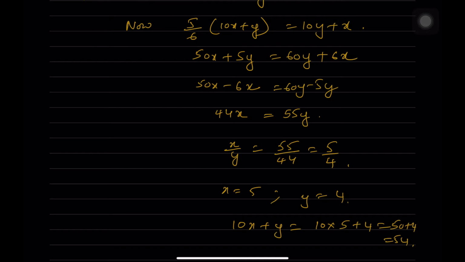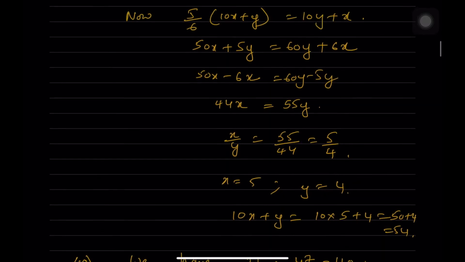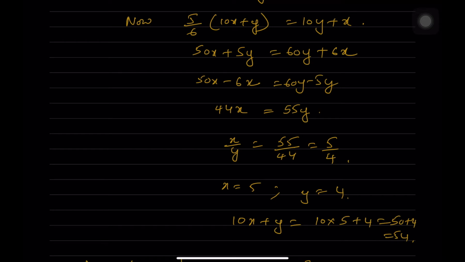So just subtract, you are getting 44x is equal to 55y, that is x by y is equal to 55 by 44, which is equal to 5 by 4. So you are getting x is equal to 5 and y is equal to 4. So here you are getting the number as 10x plus y is equal to 10 into 5 plus 4, which is equal to 50 plus 4, which is equal to 54. So 5/6 of this 54 is equal to the reversed number you will get.